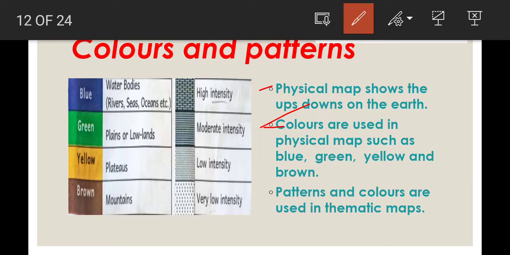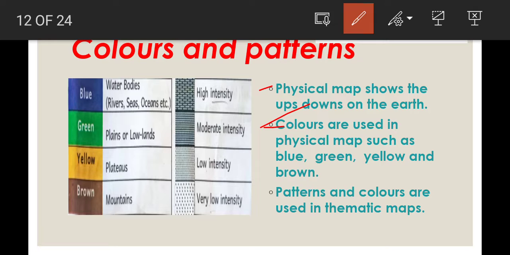And apart from that, patterns and colors are used in the thematic map. So patterns and colors we use in the map, children. Patterns and colors are used in the map to identify the places. Blue color is used in the physical map to identify the water bodies.